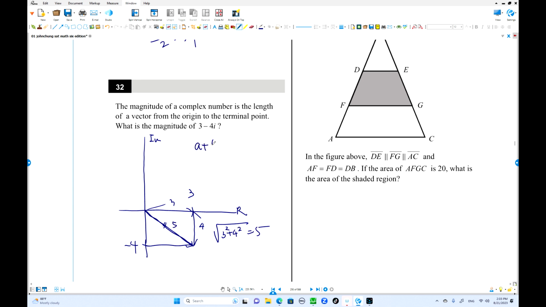When you have a plus bi, if this is a complex number, the magnitude is always by definition the square root of a squared plus b squared, okay? That is the magnitude of a complex number.